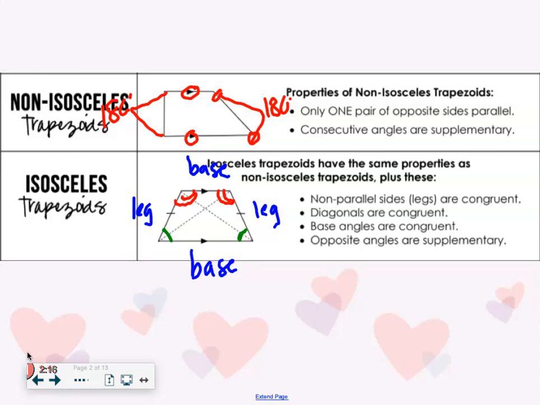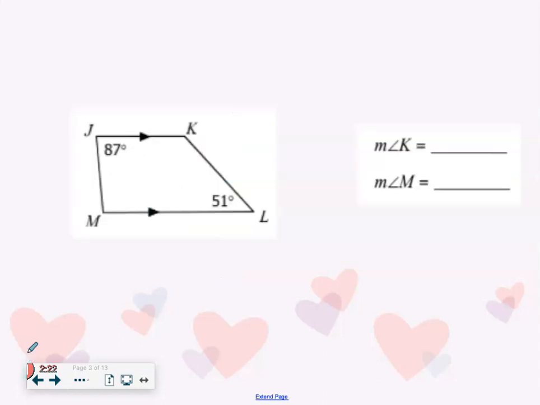Should we try some problems with these properties? Okay. Find the measure of angle K and M. So first off, isosceles or non-isosceles? Non-isosceles. Yeah, these aren't congruent. So we just know that those two angles have to add to 180. So what's 180 minus 87? It's easy, that's obviously 93. M is 93.